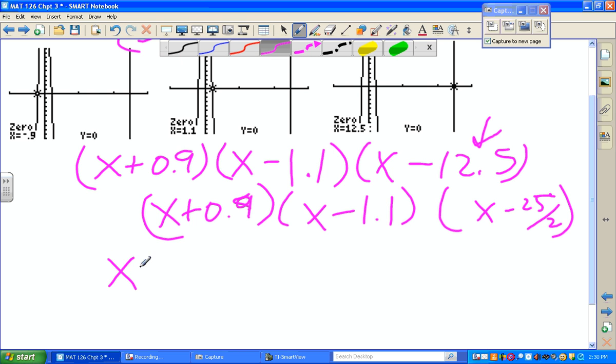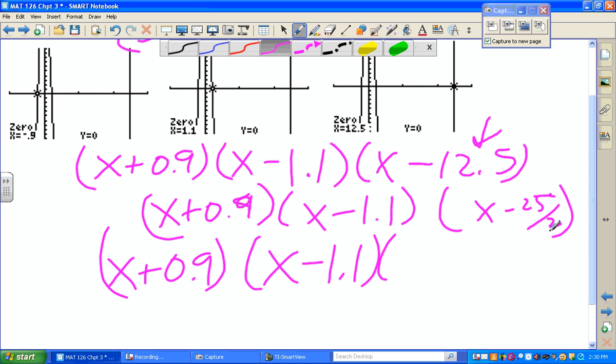So the final answer would be x plus 0.9 times x minus 1.1, and then this one, you put in the denominator, you put in front, 2x minus 25. And I think it works. Now, my administrative assistant got this one correct. Nice. Yeah, this one right here. Yep, you bet.